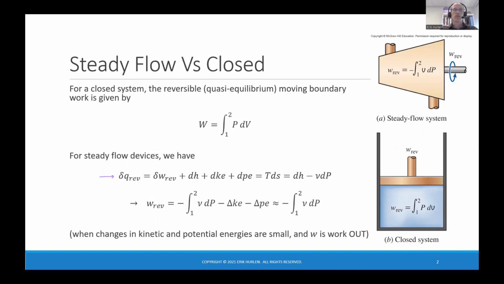However, for the steady flow devices we have already seen, these are usually zero. Therefore, in these cases, the reversible steady flow work is equal to the negative integral of VdP. Note that this, with the negative sign, specifically refers to work out.